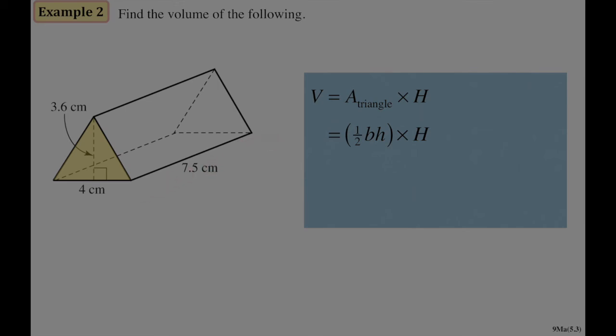So I can put those numbers in. It becomes a half times 4 times 3.6 for the triangle times 7.5 for the height of the prism. And when I put that into the calculator, the volume for this particular shape is 54 centimetres cubed.